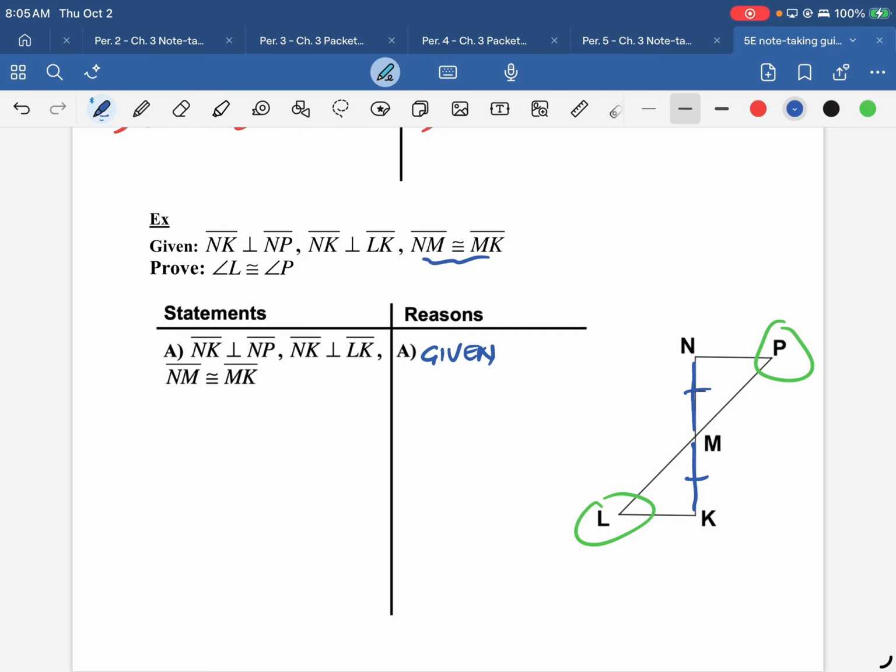Okay, so I want to do something with those perpendicular segments, this and this. So this is telling me NK, that's this one, is going to be perpendicular to NP. That means I've got a right angle there, okay? And then NK is also perpendicular to LK. That means I've got a right angle right there, okay? So now I can say angle N and angle K are right angles. I'm going to put those in the same step. You could split them up if you wanted.